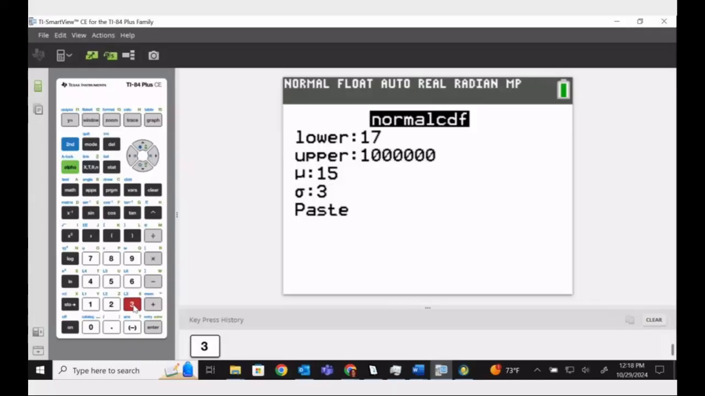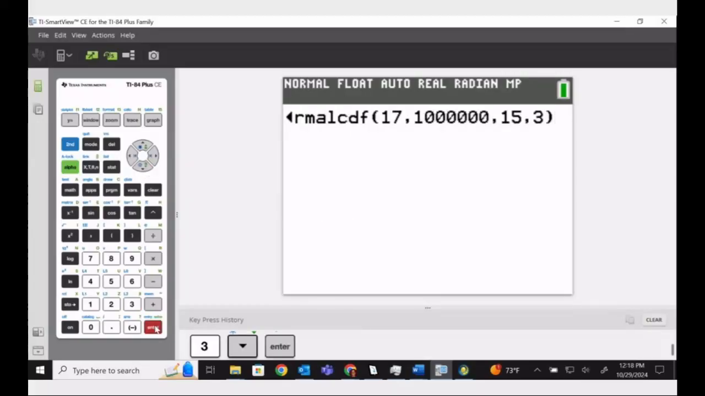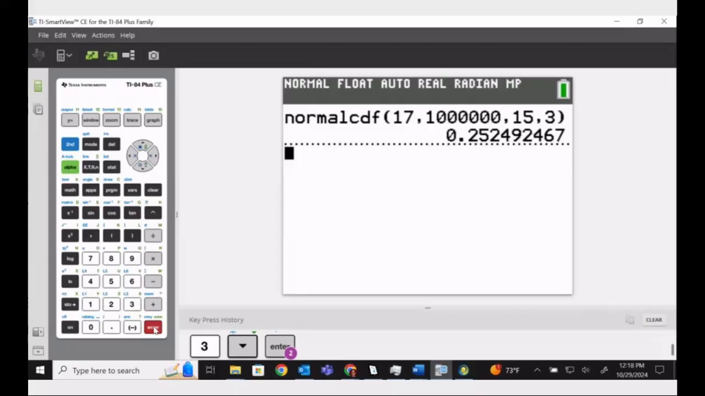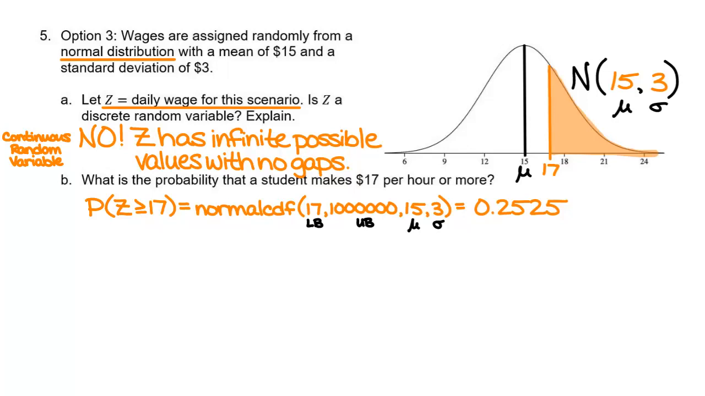What'd you guys get for the probability? About 0.2525 if I round it to 4 decimal places, right? All right, let's go back and we're going to write that down on our page.